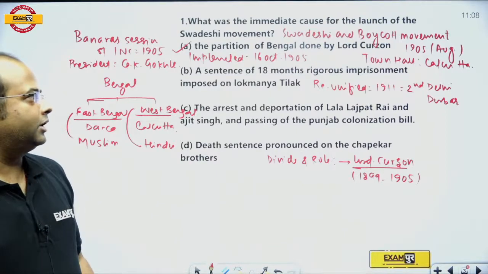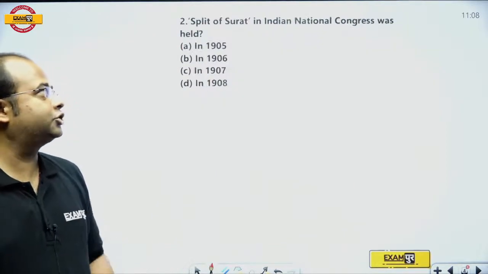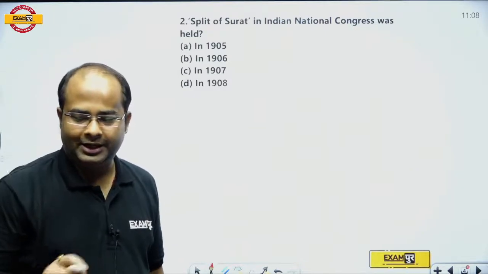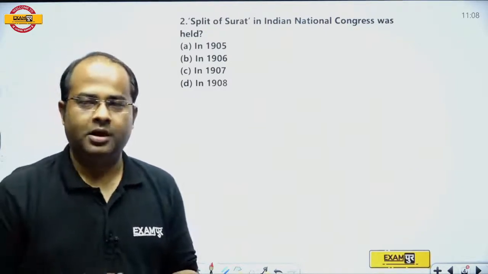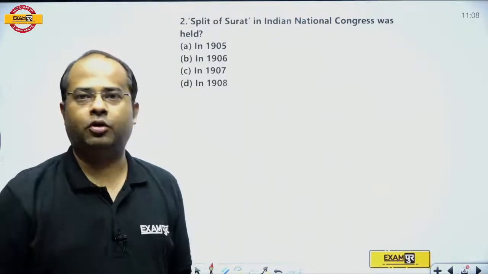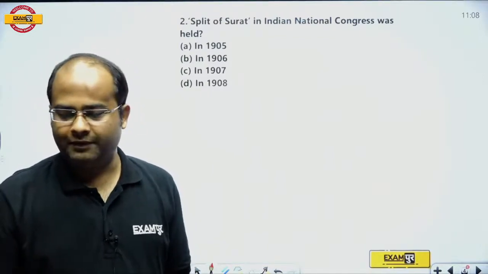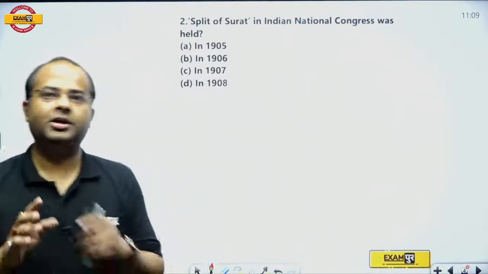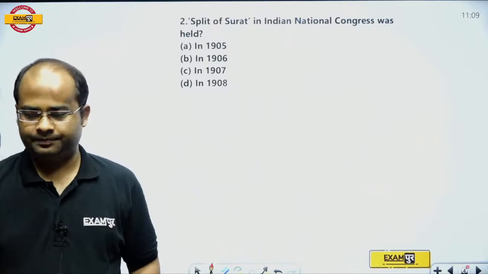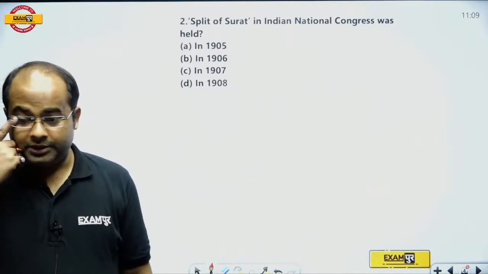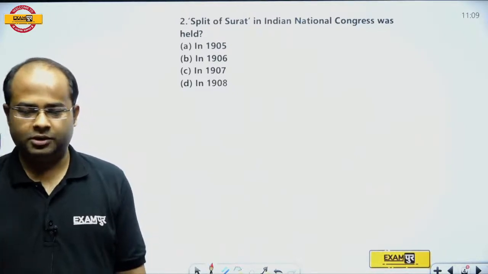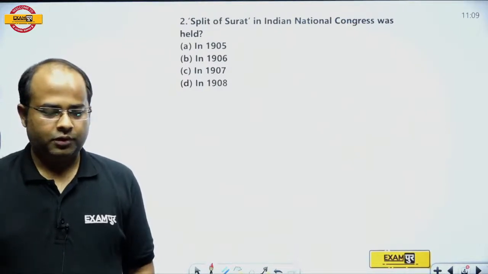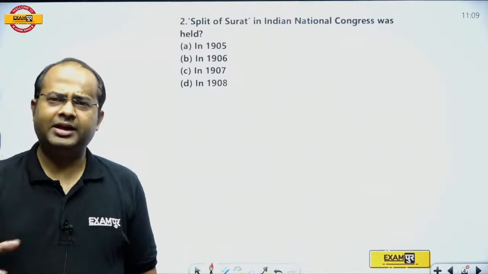Okay guys, now let's move to the next question. The next question was: the split in Surat in the Indian National Congress was held when? So when the Surat split happened in Congress, is it in 1905, 1906, 1907, 1908? In which year did the split happen in Congress? What will be the correct answer, guys? This is a very easy question.